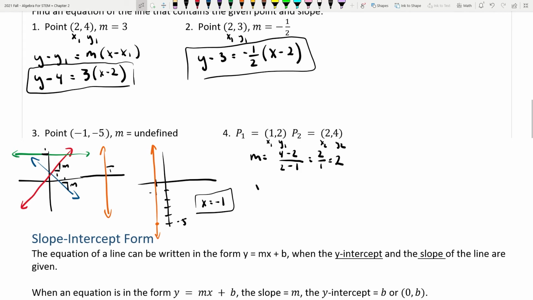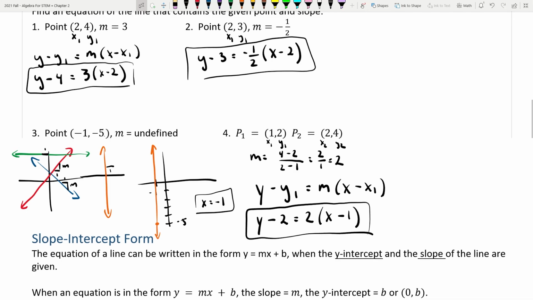Here, we're going to go y - y1 = m(x - x1). So y - y1 is equal to 2, and m is 2, and x1 is 1. So here's an equation for that line. You could have used the other point as well, and you'd get a different equation for the same line.